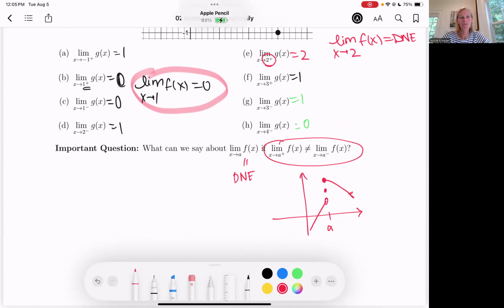Okay. What we'll do in class is we'll work a lot more problems like this. So you're going to get a lot more comfortability with it in class if you're not comfortable with it right now.